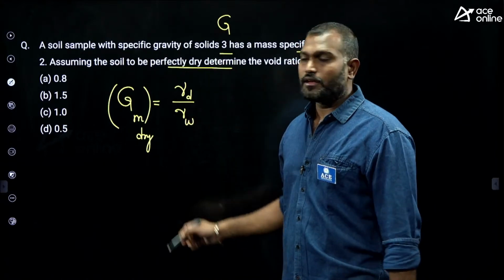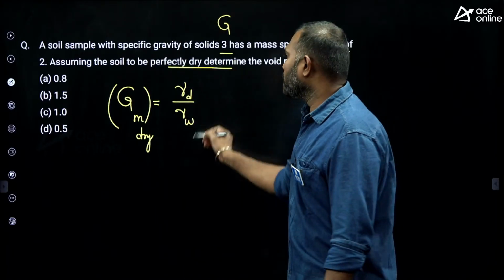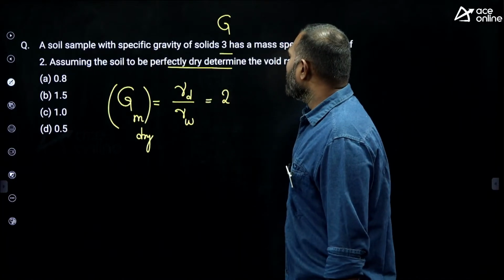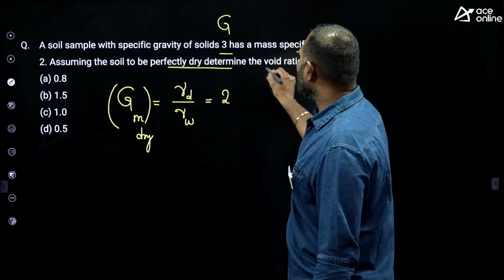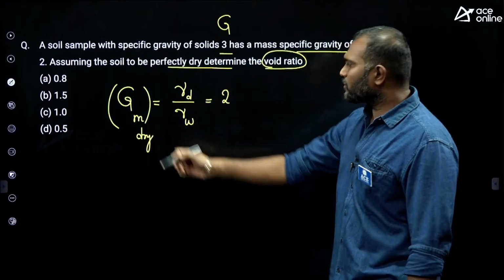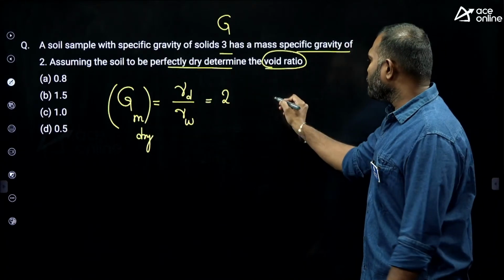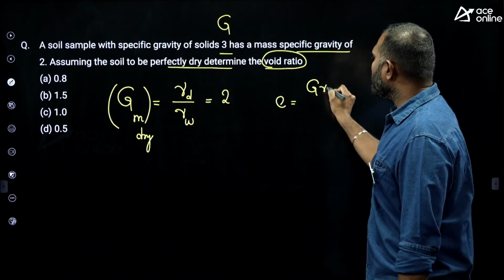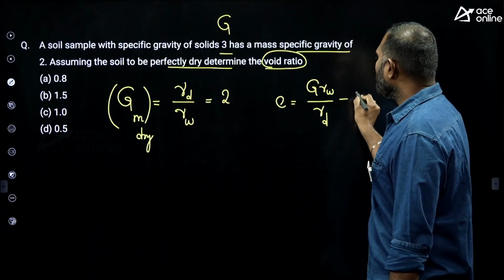As it is perfectly dry, it represents gamma D by gamma W, which is nothing but 2, and apart from that G is also given. So what they're asking is the void ratio. It is similar to the previous question, right? In the previous question, e = G gamma W by gamma D minus 1.